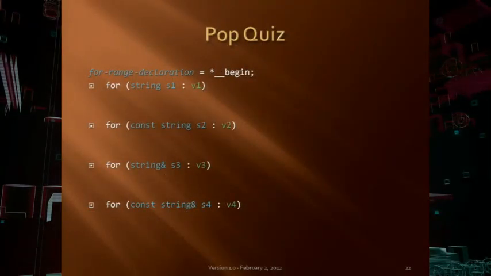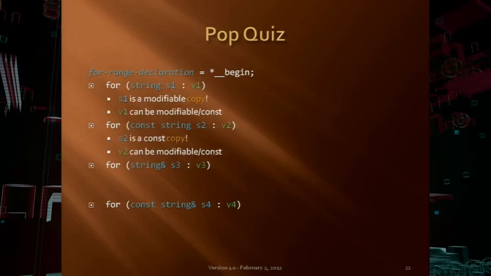So, quick pop quiz. I've got the snippet of code that the for range declaration expands to. What if I write a loop, say I've got a vector of string, and I say for string s1 colon v1, and I assign to s1. Is that going to modify the elements of v1 in place? The answer is no. If you write this, what you get is a modifiable copy of the elements in the vector. Why is that? Well, the standard is literally rewriting this code to string s1 equals dereference of some iterator, and everybody knows if you write that, you're getting a copy of the element. You can get a const copy if you say const string, but you're not looking at the element in place.